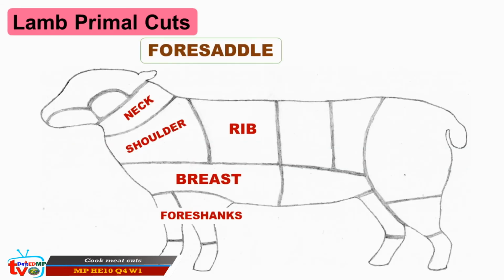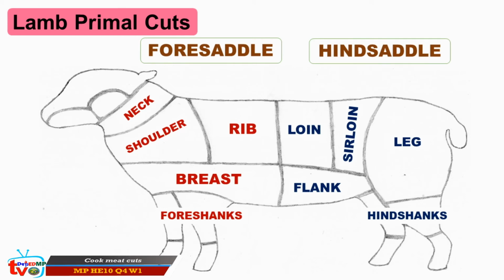The foresaddle includes the rack primal and chuck primal, which are broken down into subprimals of shoulder, rib, breast, neck, and foreshank. The hindsaddle includes the leg primal and loin primal, which are further broken down into the sirloin, flank, leg of lamb, and hind shank subprimals.